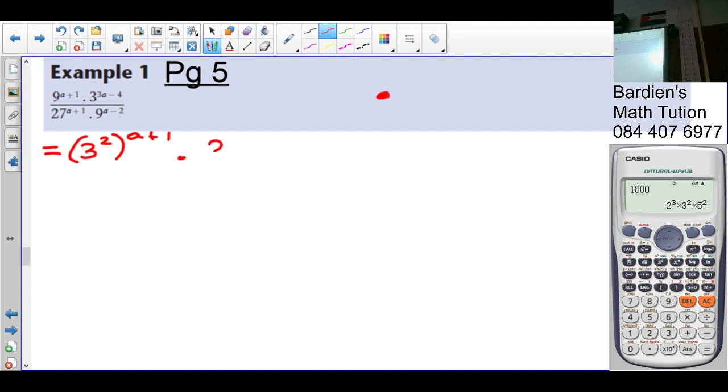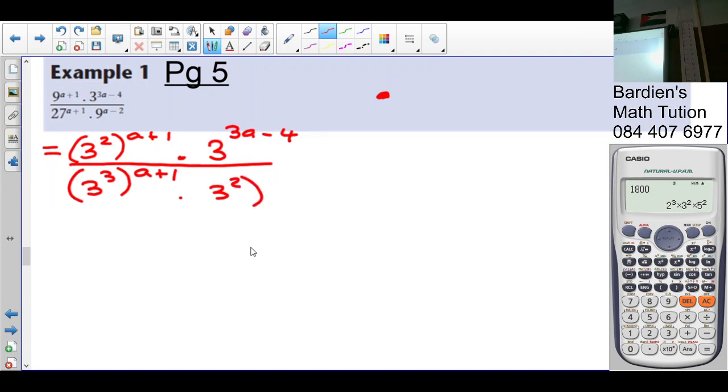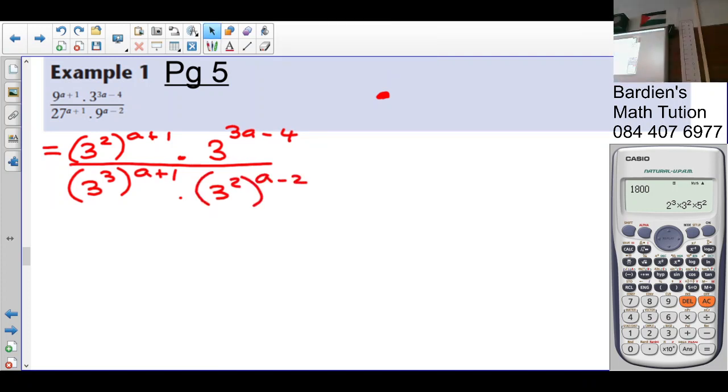So 3 is already written as a product of its prime factors, the prime base. 27 is 3 cubed raised to the a plus 1, times 9, which can be written as 3 squared raised to the a minus 2. You all okay with that? Now what do we do?